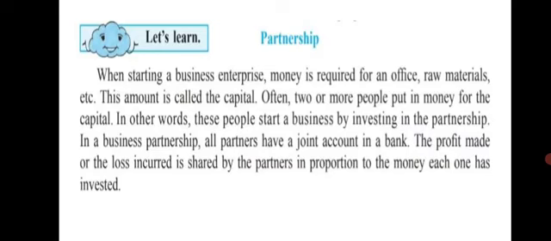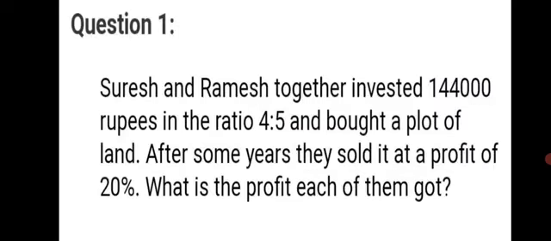Practice set 39, question 1. Suresh and Ramesh together invested 1,44,000 rupees in the ratio 4:5 and bought a plot of land. After some years, they sold it at a profit of 20%. What is the profit each of them got? So here we have the total investment, then the ratio in which they invested, and the profit earned. So let's write down what we have already got in the question.